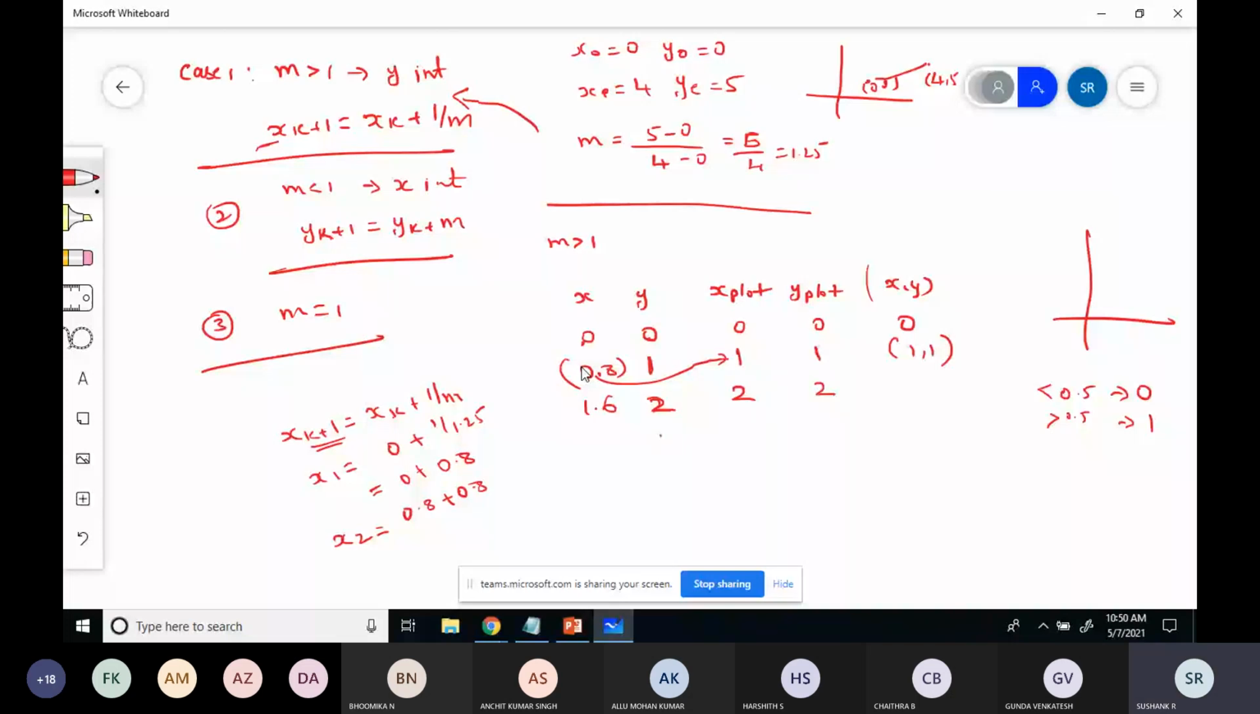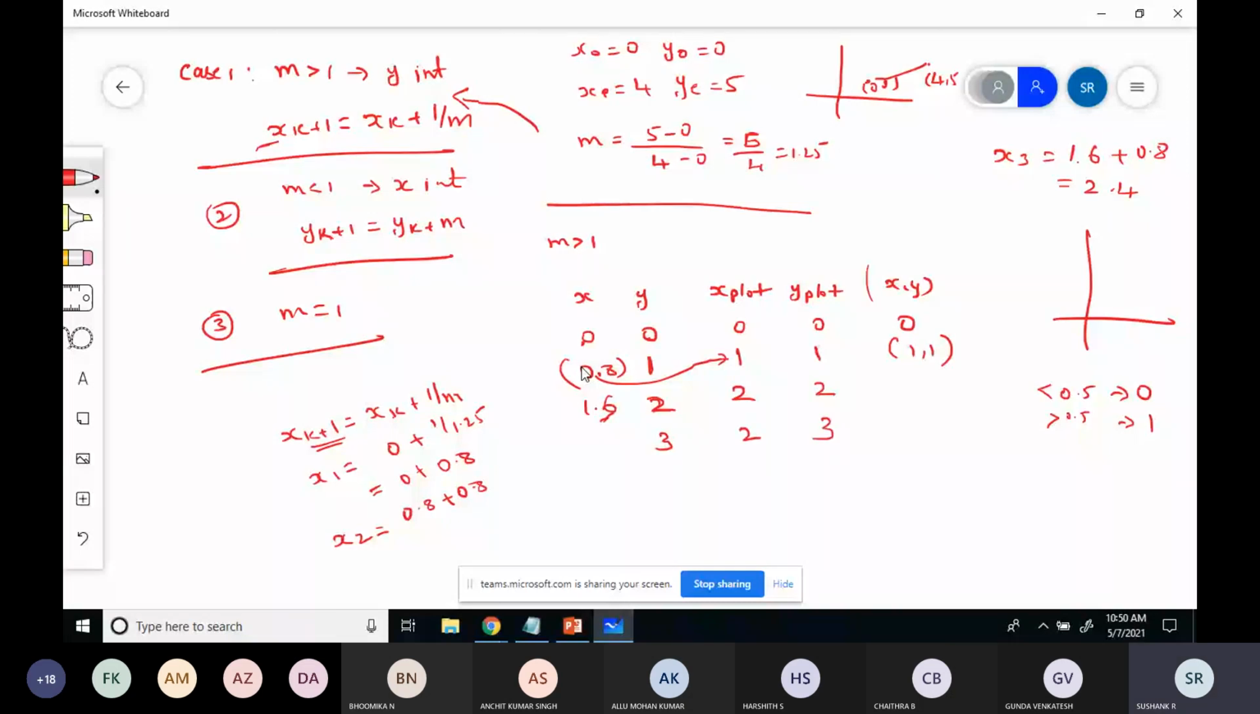So again, x3 will be the previous value plus the slope. What is the previous value of x? 1.6. 1.6 plus 0.8 will be 2.4. So 2.4, whenever you are rounding it off, will become 2, and the value of y will be 3.